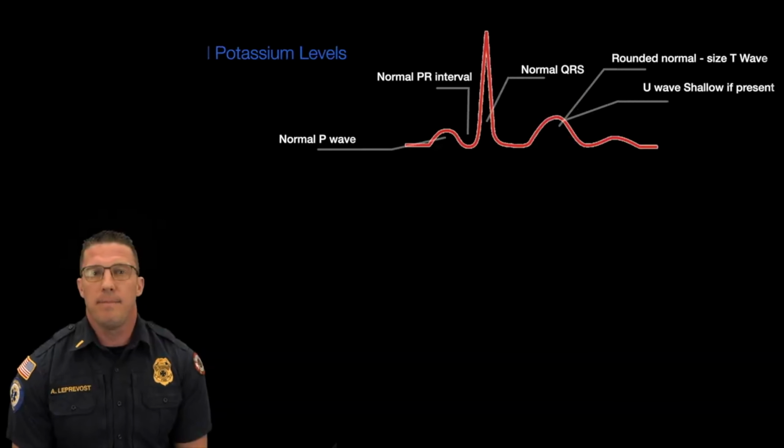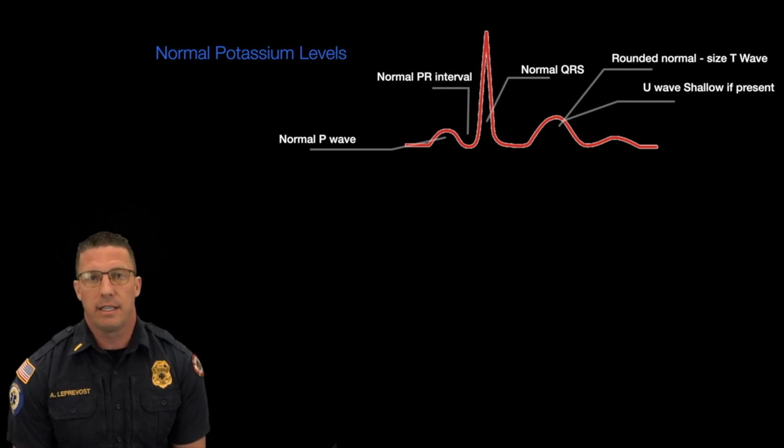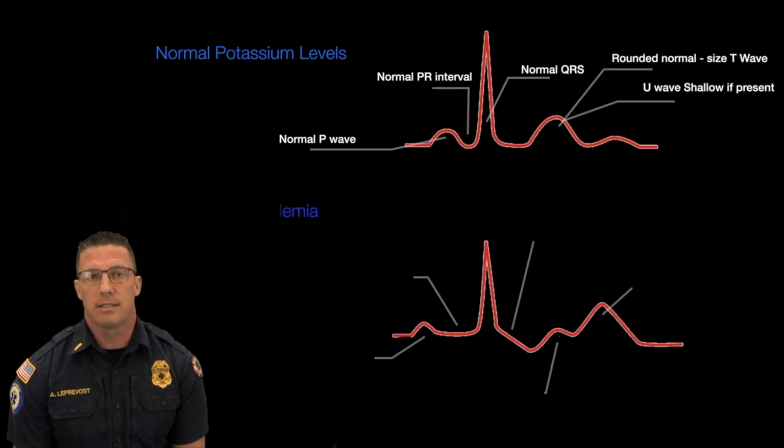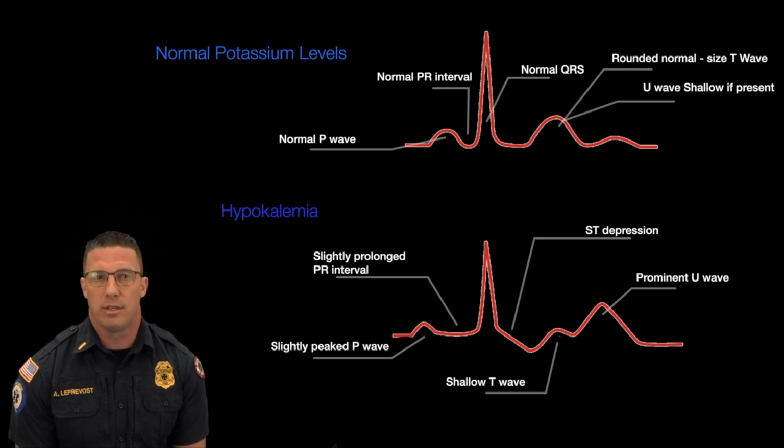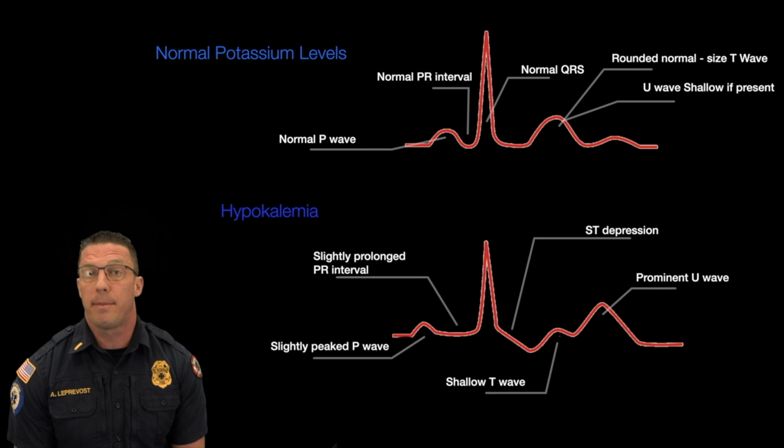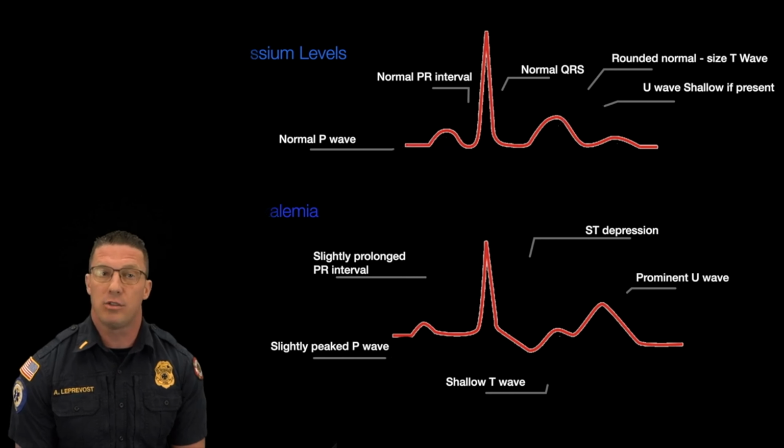You notice the slide behind me is showing a normal ECG with potassium within its normal ranges. Everything looks normal, upright as it should be. The ECG below it is displaying hypokalemia with a prolonged PR interval, a slightly peaked T wave, ST depression, a shallow T wave, and a prominent U wave. The T wave may continue to flatten out, and a prolonged QTC interval may appear. Reading and understanding these ECGs does and will take some practice, so give yourself some time and have patience while learning.